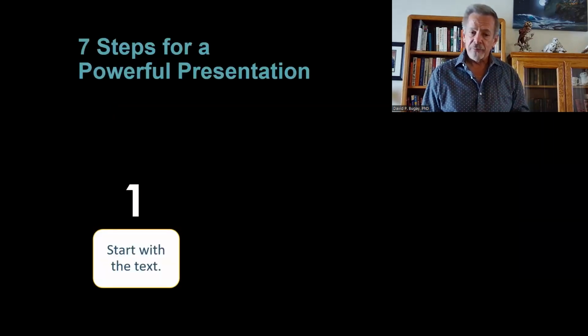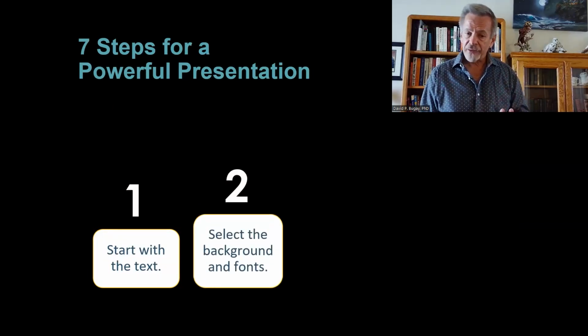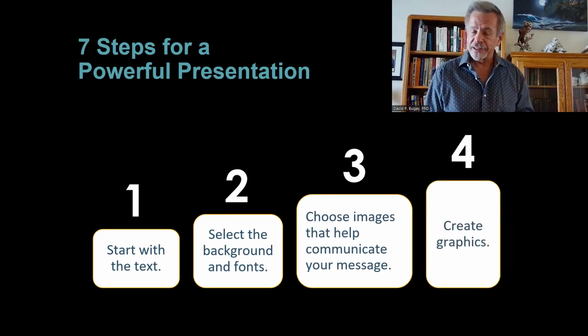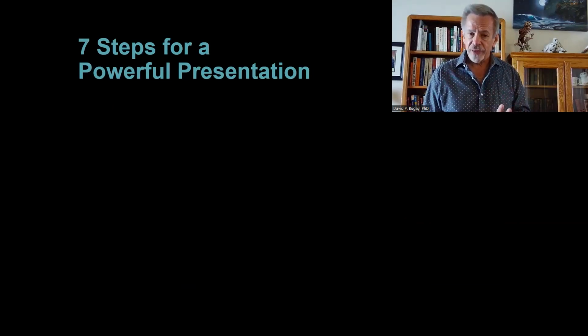So, 7 points for a powerful presentation. Start with text, write it out. Select your background and fonts. I start with the text. I put the text on the slide. Then I choose my background and the fonts. Then I choose images that will help communicate that message, and then create the graphics that go with it.